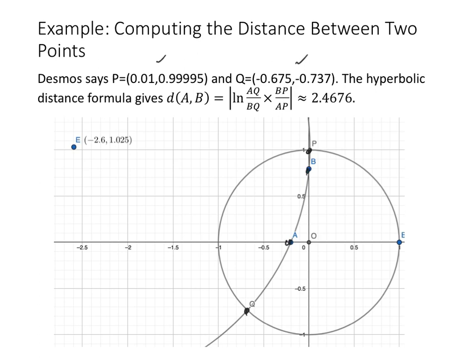So remember, it's a formula involving the natural logarithm, and we take the Euclidean distance from A to Q divided by the Euclidean distance from B to Q, multiplied by the Euclidean distance from B to P divided by the Euclidean distance from A to P. So you make that product, then compute the natural log, and then the absolute value. And when you do that, you wind up with this number, 2.4676. That is the distance in hyperbolic land between point A and point B.